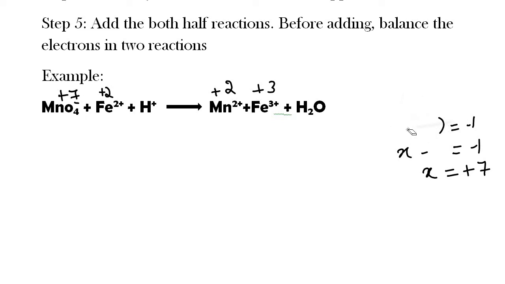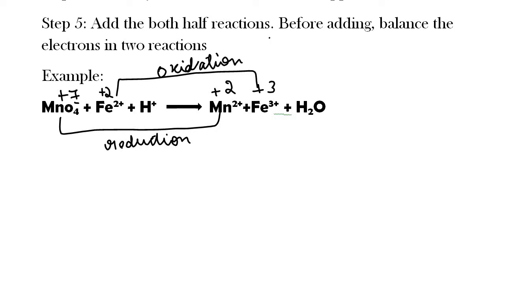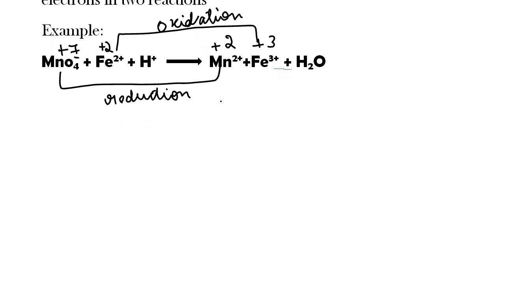We know how oxidation and reduction can be predicted. If there is a change in number from big to small, it is undergoing a reduction. If it is a change from small to big, it is an oxidation. See, from plus 7 to plus 2, it is reduction. And from Fe2 plus to Fe3 plus, it is an oxidation. Right. Now, after finding this out, we need to just divide.